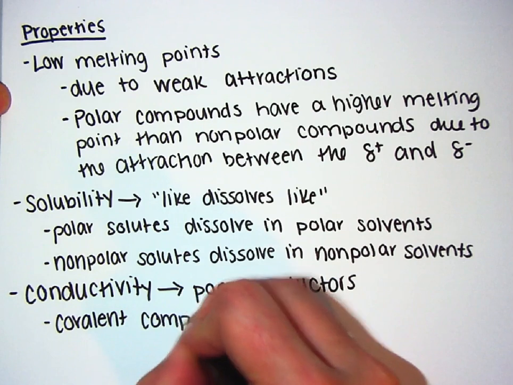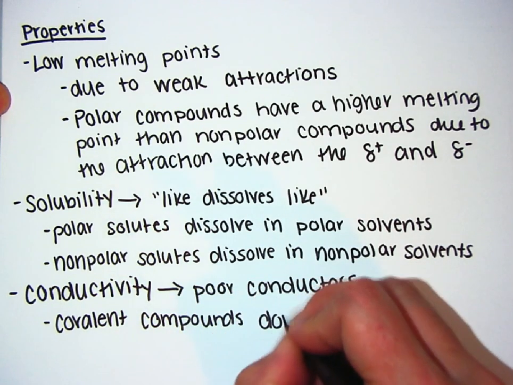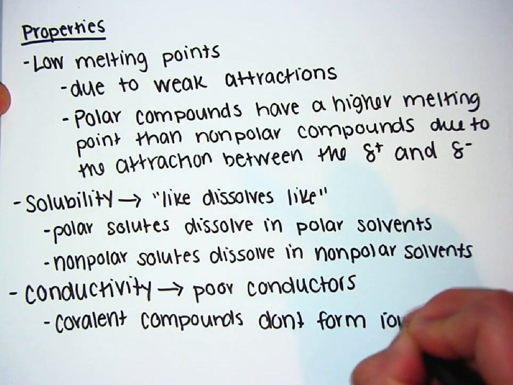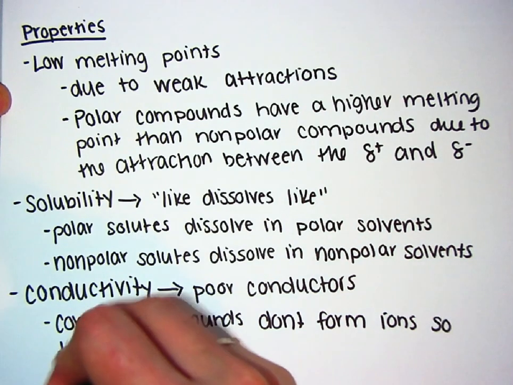Covalent compounds don't form ions. They don't have charge, so they're not conductive.